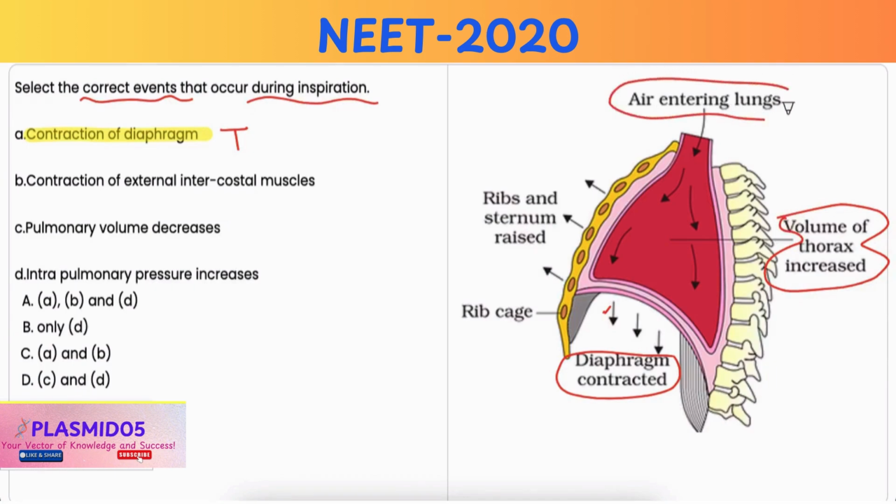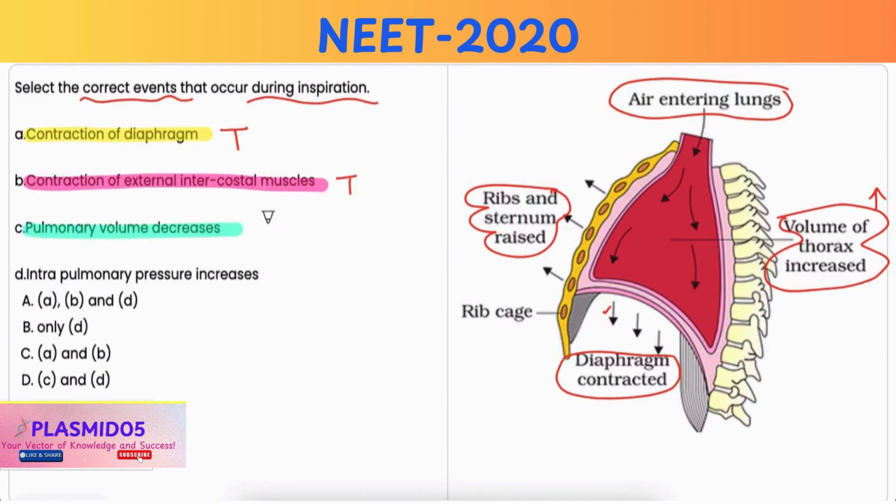Event B, contraction of external intercostal muscle. This is also correct. The external intercostal muscles contract during inspiration, raising the ribs and expanding the chest cavity, which further increases the thoracic volume. Event C, pulmonary volume decreases. Now, this is not correct.